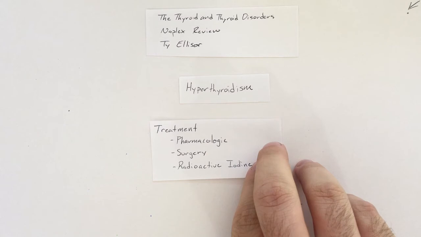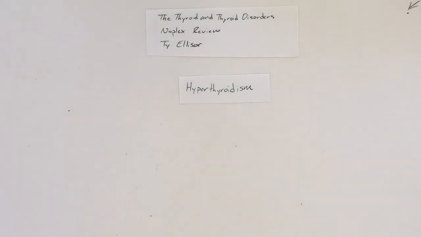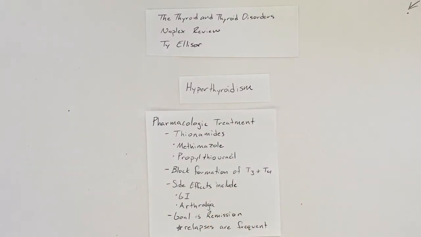All right, to treat hyperthyroidism, there's pharmacologic agents, surgery, and radioactive iodine. Today we'll focus on the pharmacologic treatment, which will include your thionamides, which will be methimazole and propylthiouracil. These block the formation of T3 and T4. The side effects include GI and arthralgia. And the goal is remission, however, relapse is very frequent.